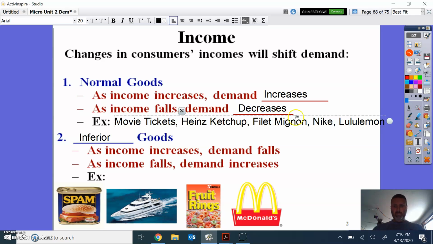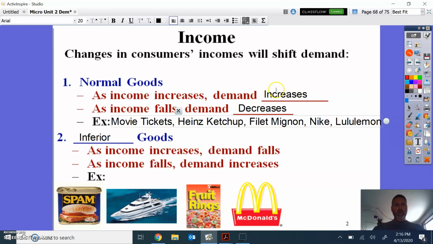Right? I apologize. That's a little short there. Let's see if I move it up a little bit. Okay? Right? Those are all normal goods. So when I make more money, or have more money, I'll buy more of these things. When I have less money, I'll buy less, right?